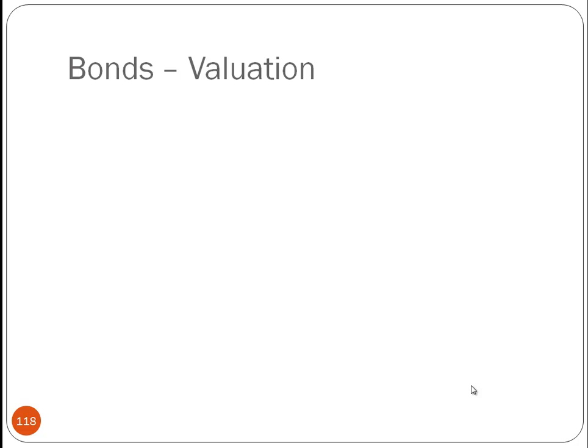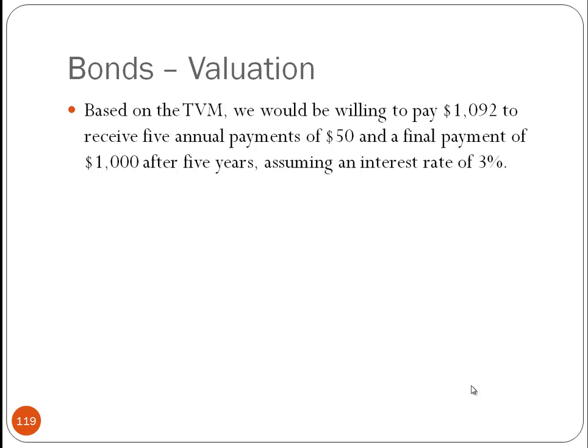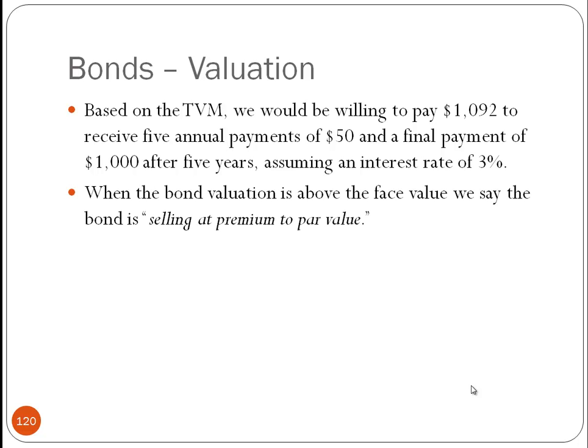It's worth more than the previous two examples, even though it's the same cash flow stream, because we valued the discount rate at 3% instead of 5 or 7. It's actually worth more today. We're really willing to shell out more money. So based on the time value of money, we would be willing to pay $1,092 to receive those same payments, but assuming it's discounted at 3%. When bonds are valued above their face value, we say it's selling at a premium to par value.